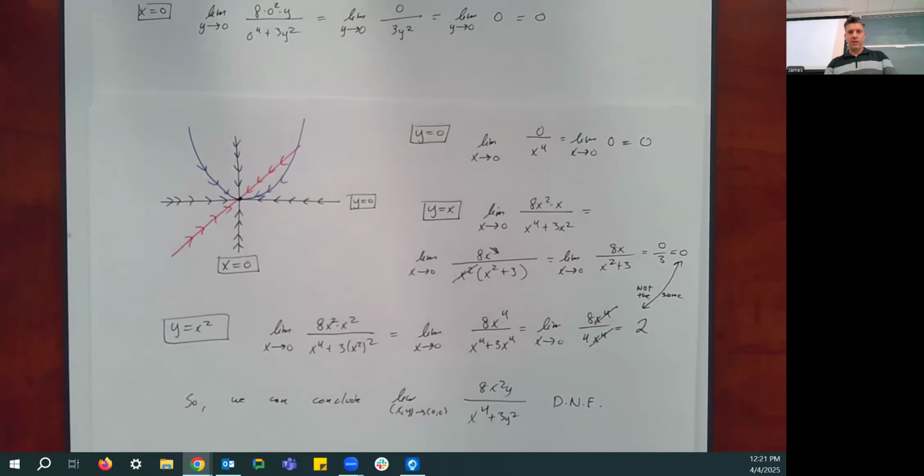Let me show you, because I think it is kind of cool to see what's happening here. I'm trying to do that the wrong way. One second. Sure. Let me grab this graph. So we have, what was it? 8x squared y divided by x to the fourth plus 3y squared. I don't love that color. One second. Go away.